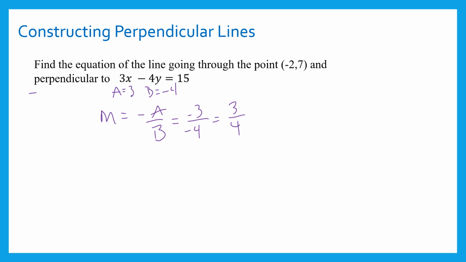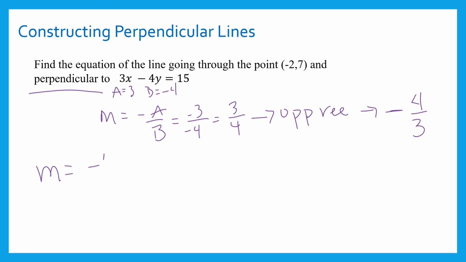But now, because it's perpendicular, I want the opposite reciprocal, which this one was positive, so mine is going to be negative. That's the opposite. And then the reciprocal of 3/4 is 4/3. So the slope that I want to use is -4/3, and then I want it to go through that point (-2, 7). Okay, so I'm given a point and the slope.